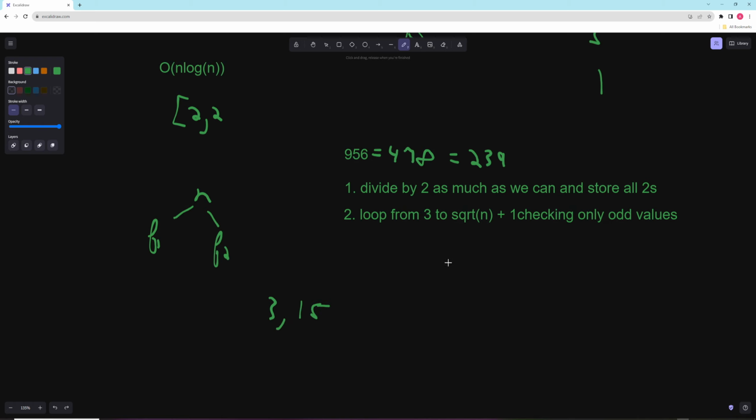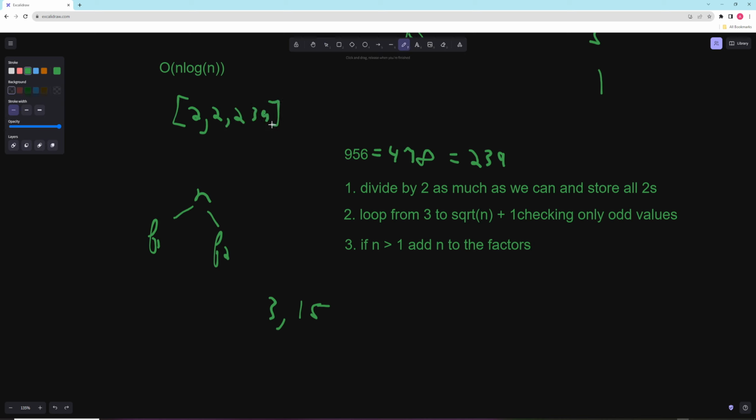We wouldn't find any factors. Then what would happen is n would still be 239. Then for the last part of the algorithm, we can say if n is greater than 1, add n to the factors, right? And so our factors here would just be 2, 2, and 239.